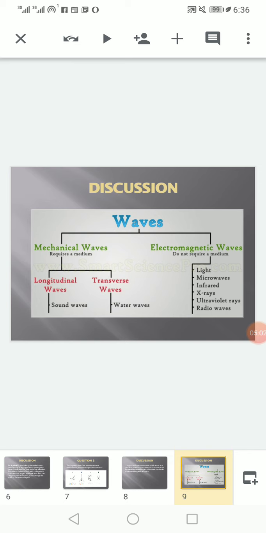Mechanical waves require a material medium for propagation, while electromagnetic waves do not require a material medium for propagation. Mechanical waves are further divided into two. We have longitudinal waves and transverse waves, and all sound waves are longitudinal in nature.